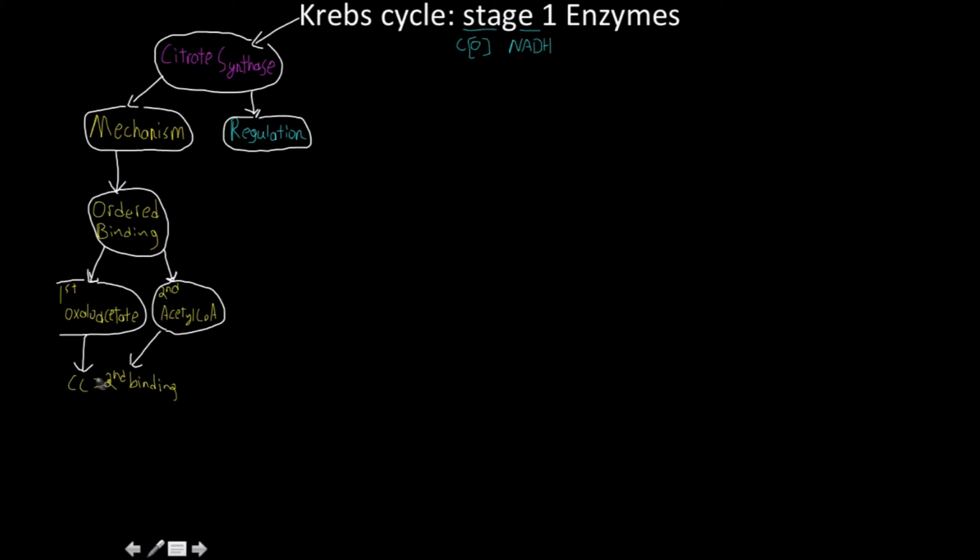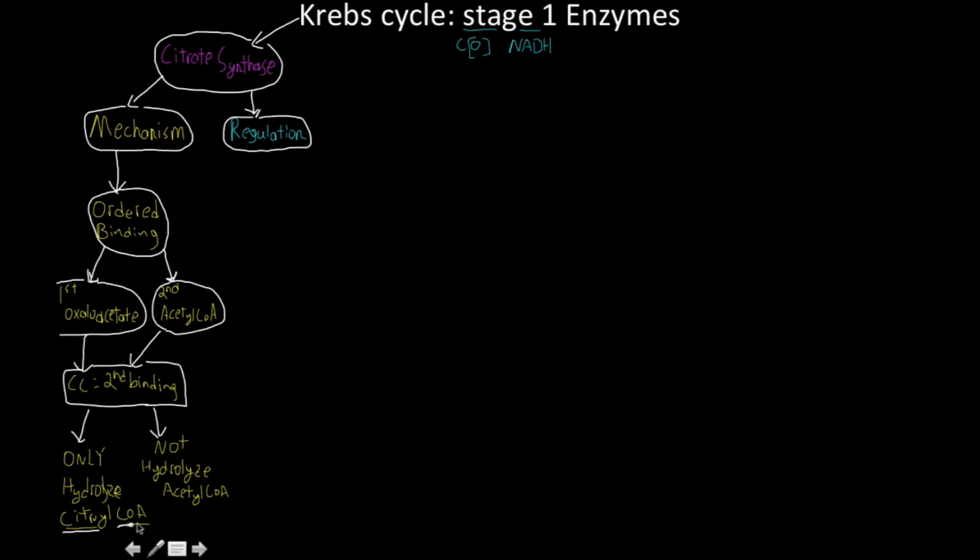Binding. Hopefully I'm not spelling that right. Anyways, this second binding then results in the hydrolysis of our reaction here. We want to hydrolyze citryl-CoA as the reaction intermediate, and we're not going to hydrolyze the acetyl-CoA, as it would make it totally redundant. Anyways, as for regulation, there really isn't any.